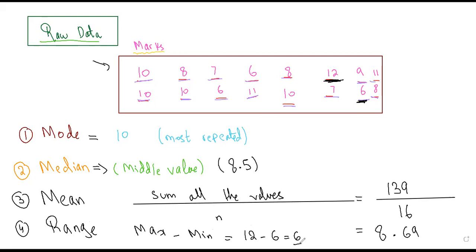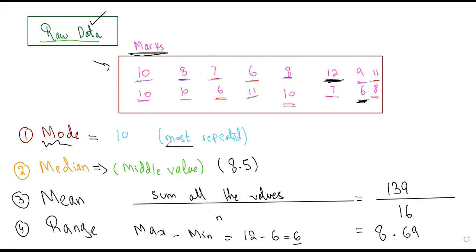I'll repeat once again, please pay attention. For now, we're talking about the raw data only. We did not talk about the table data. If we have data in a table, it's organized and the steps would be different. The procedure would be different. This is when you have raw data. So you have some marks over here and you need to compute the mode.